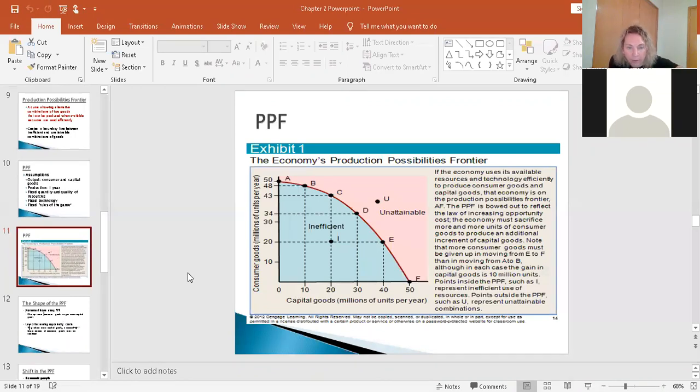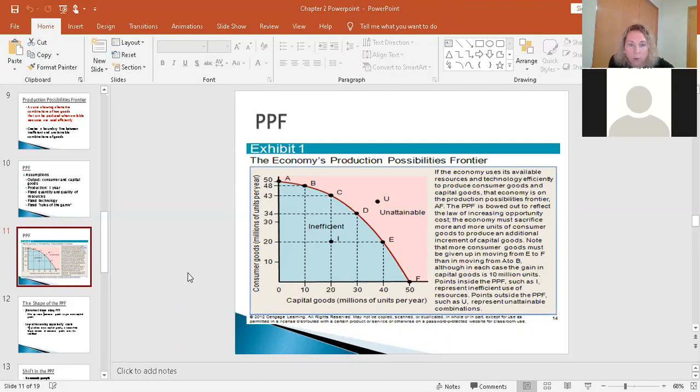Let's start at point A. You start at point A and you work down to point B. You gain 10 million units of capital good. And if you'll notice, all the increments that have been marked for you at those points are a 10 million unit increase in capital good. That's going to stay consistent. But as we gain each additional 10 million units, let's look at what happens to consumer goods and calculate how much consumer good we had to give up in order to get that next 10 million units of capital good.